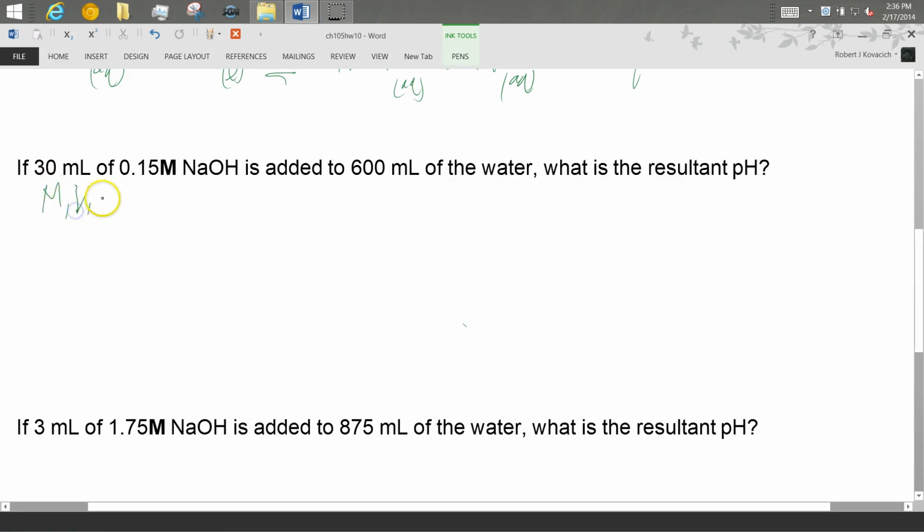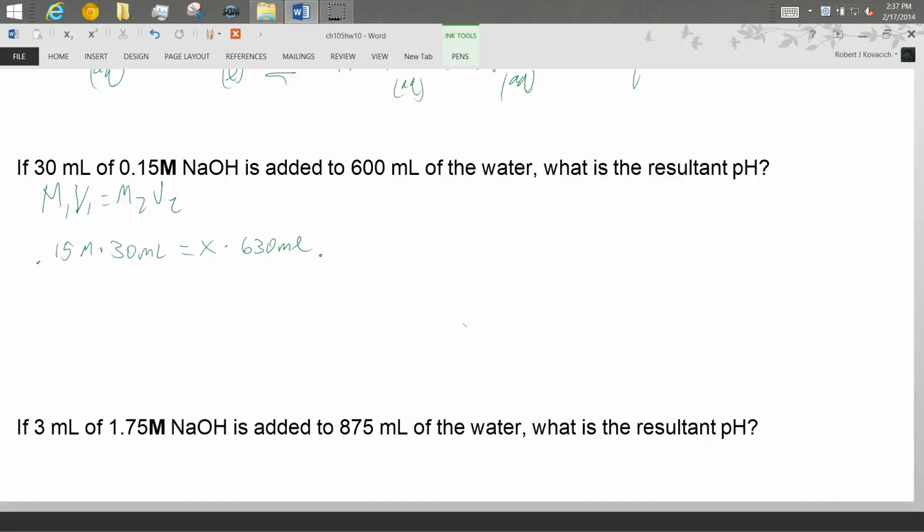So initially, let's just use the dilution equation. M1V1 equals M2V2. My initial concentration is 0.15 molar, and my initial volume is 30 milliliters. That's going to equal, I don't know what my new concentration is going to be, and my new volume is going to be 630 milliliters. Are we okay with that? Because I'm dumping this 30 milliliters into 600 milliliters.